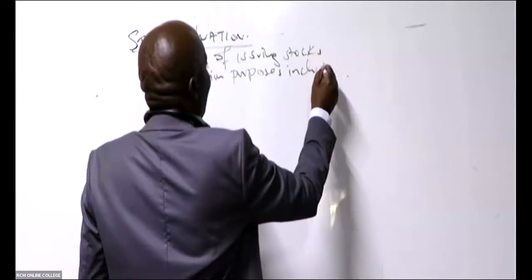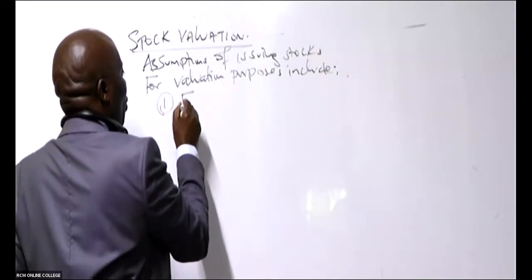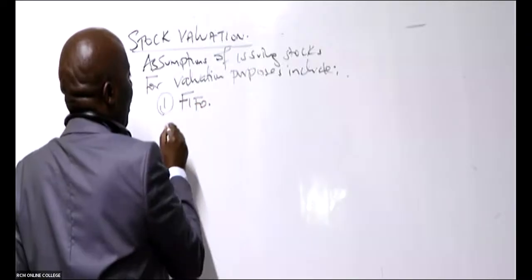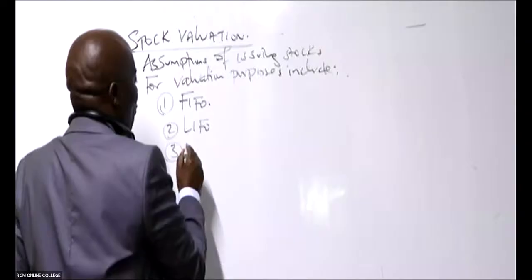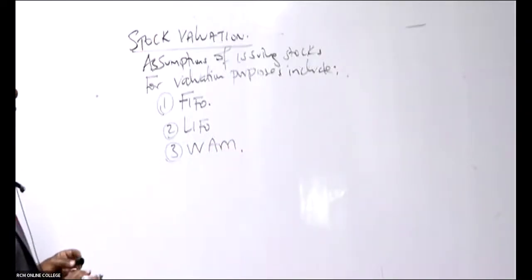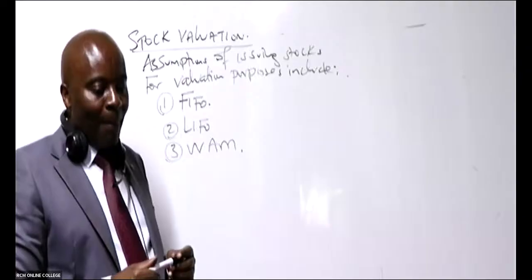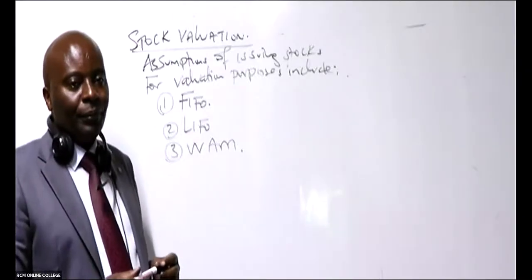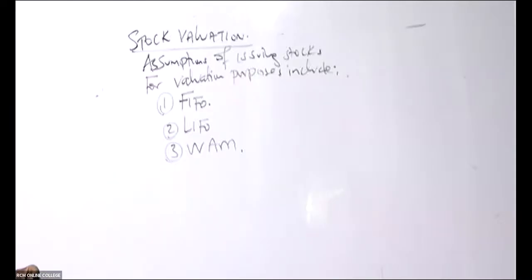For your exam, they include number 1, FIFO. Number 2, we have LIFO. Number 3, we have what we call WAM. So we have FIFO, LIFO, and WAM.